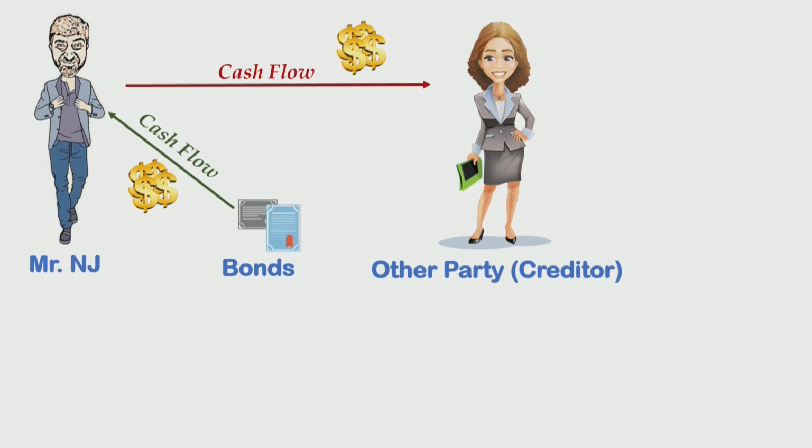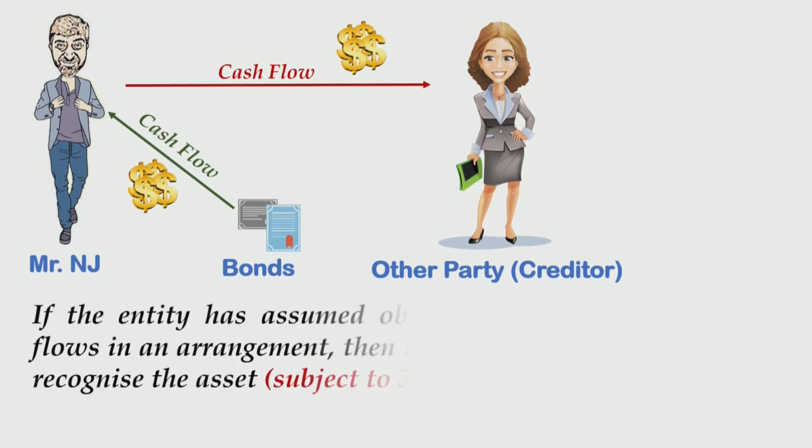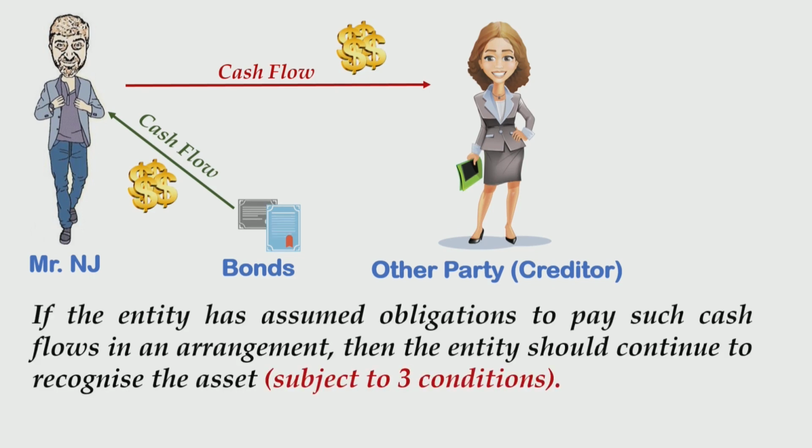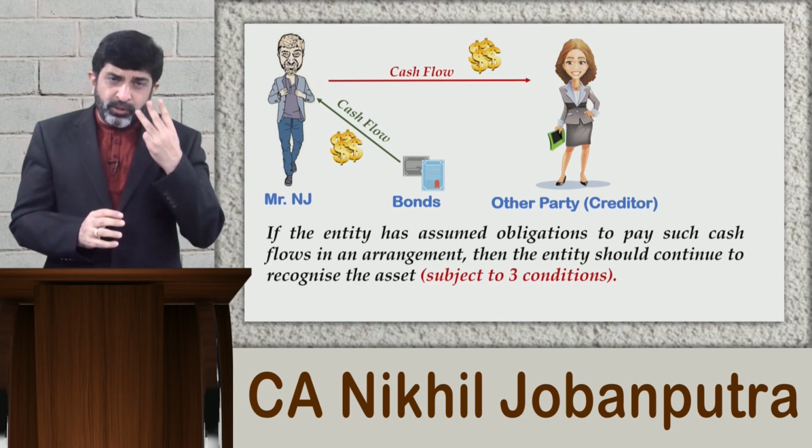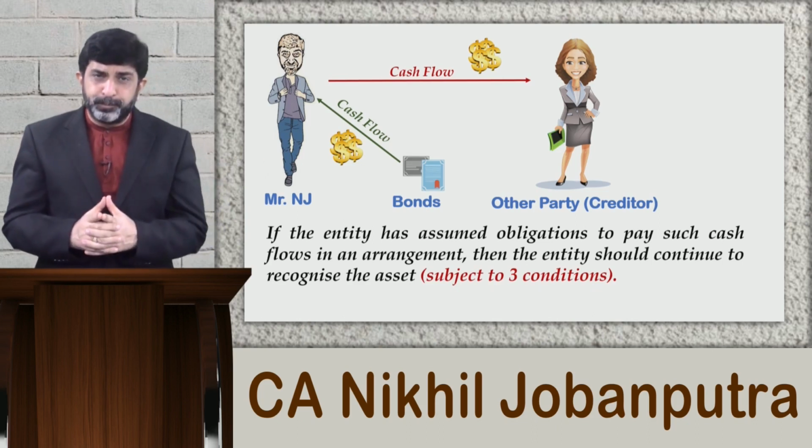In such case, we have the same question lined up. Should this bond be continued to be recognized in Mr. NJ's balance sheet or not? The answer to this question is straight. If the entity has assumed obligations to pay such cash flows in an arrangement, then the entity should continue to recognize the asset subject to 3 conditions. Now let us first understand this whole scenario in detail and also talk about those 3 conditions mentioned over here.